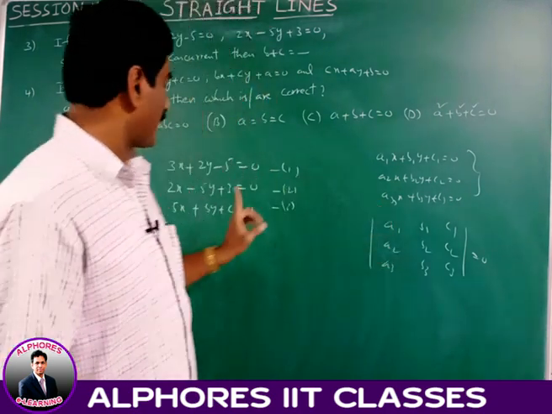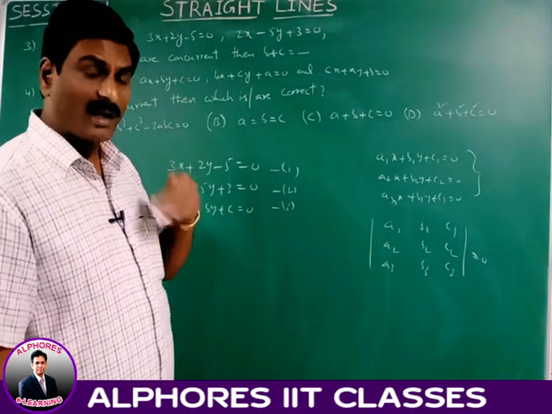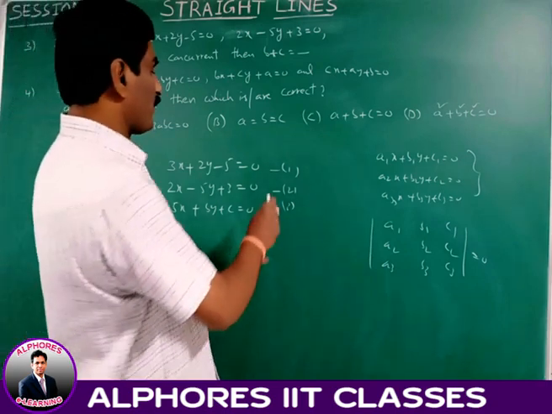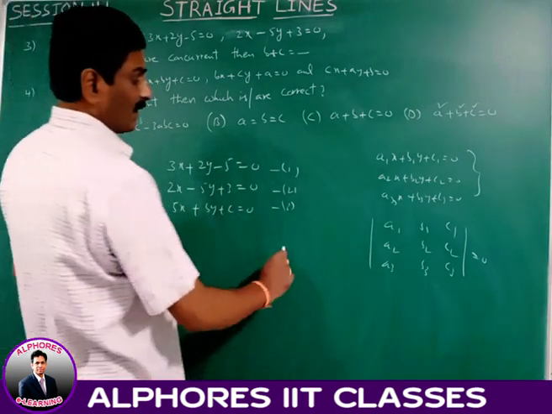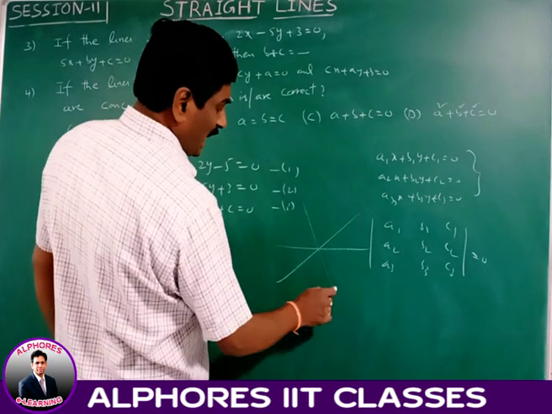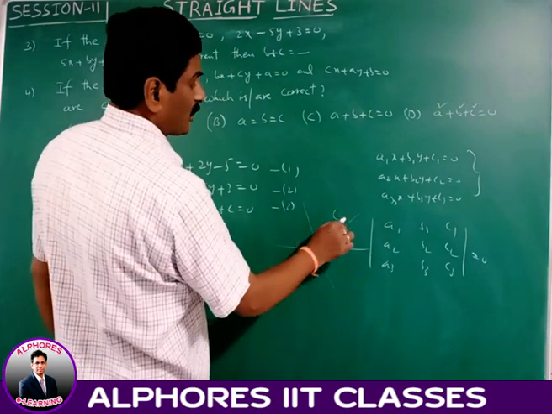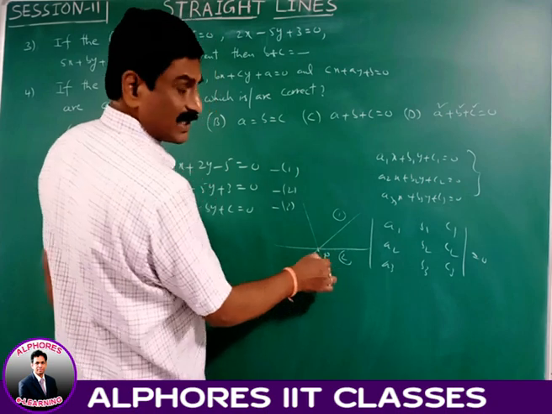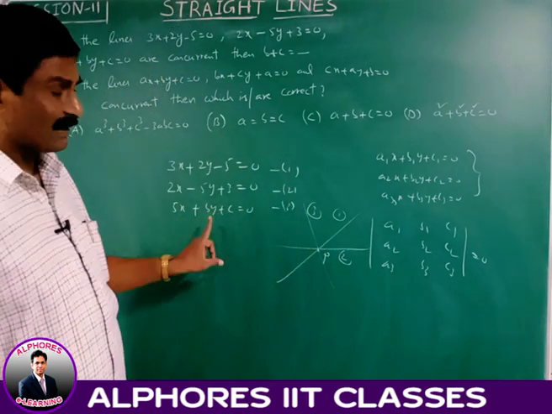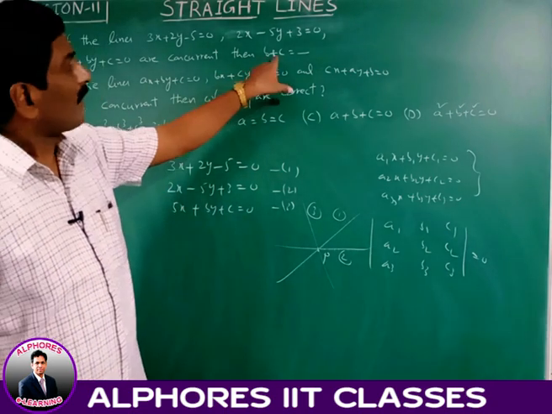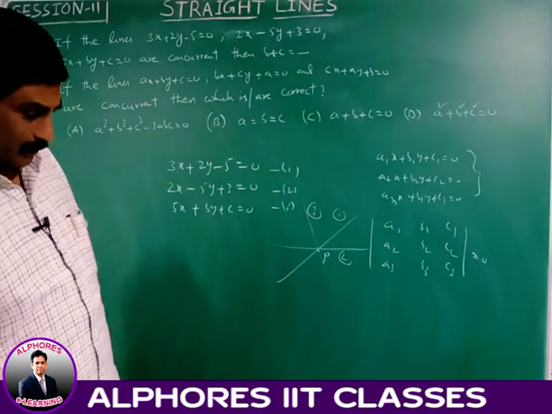By using this condition, we find the value of b + c, or by an alternative method: by solving the first two lines, we get the point of intersection. Concurrent means all of these lines have a common point. So first we solve 1 and 2, we get the point of intersection P. This point P must lie on the third line. So substitute that point in equation 3, we get the value of b + c. Okay. Please write the values.